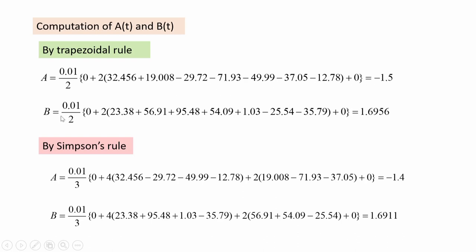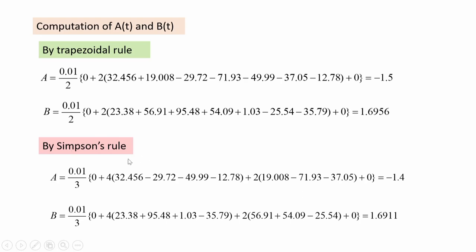Similarly, B we have calculated. What is B? B is the numerical integration of f tau sin omega n tau. So from the table that we have constructed earlier, we now find that B is equal to 0.01 divided by 2, again first ordinate plus last ordinate, and 2 times the sum of the other ordinates. This value gives the result 1.6956.